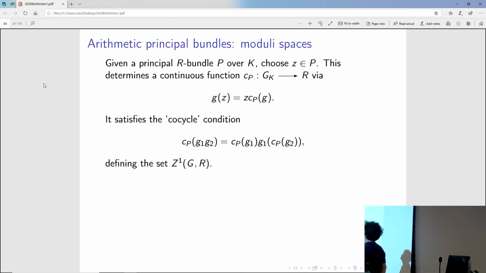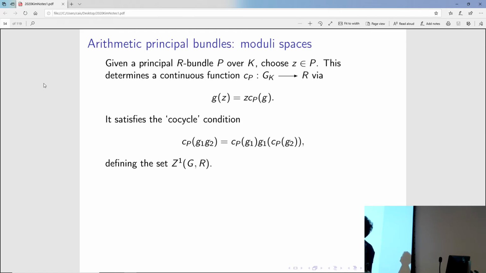a principal bundle over K in the sense just defined, they can be classified by something called a nonabelian cohomology. So Bjorn already used this word in the morning, so I'll use it again. Right? And I hope you don't mind that kind of object too much. So that is to say, if you choose any element of P, right, then you can get from there a function from the Galois group to the group R, to the topological group R. And how does that work?